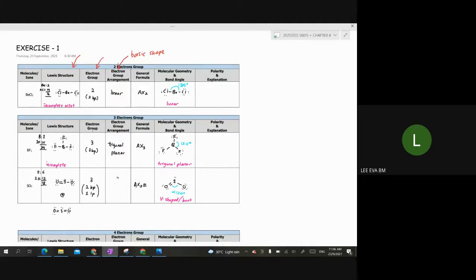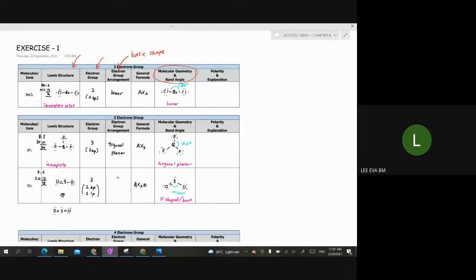So those who got it wrong over here, please do some correction. You can use your red pen and jot down on the place where you got it wrong. General formula AX or AXE, you're using the symbol. When you look at the molecular part, molecular geometry and also bond angle, please draw it following the shape, and also you need to put down the name of it.